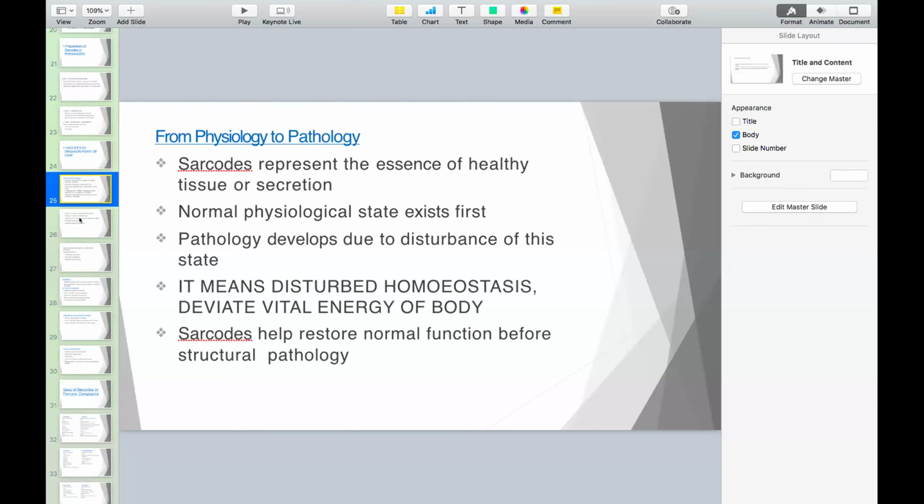So normal function is equal to physiological balance. Disease is the functional disturbance. Healthy animal tissue is used as therapeutic agents on the basis of similia similibus curentur.